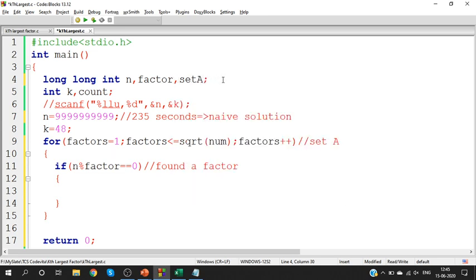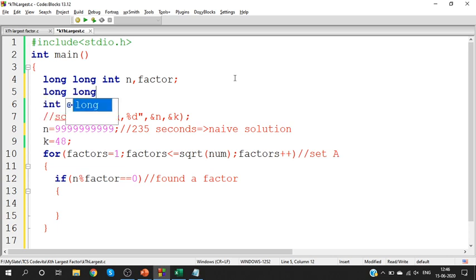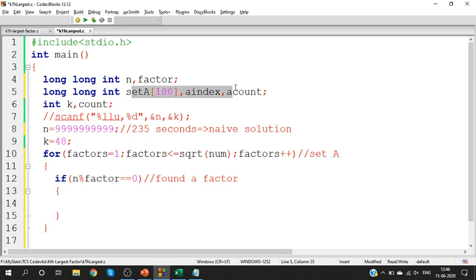Array is named as set A and say the size is 100. Okay. Set A has a size 100. So what will I do here? Have an index. Have an index and a count value. You need the number of elements also, right? So long int. To avoid confusions, I'm writing it here. Okay. Set A has an index value and a count value. Is that clear? In set A, we'll have index and count value.